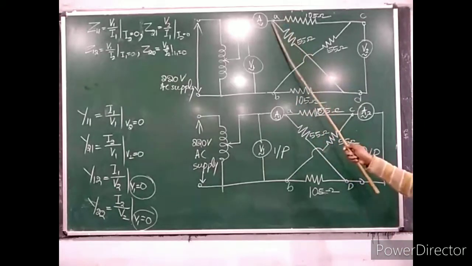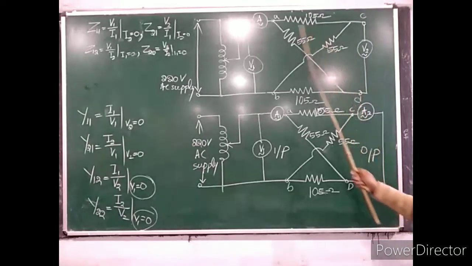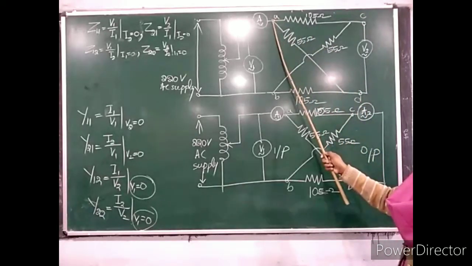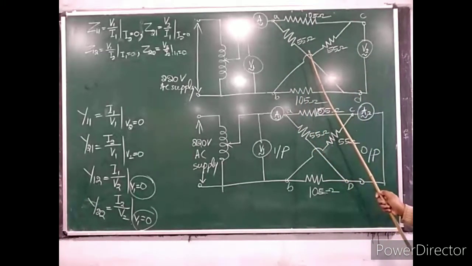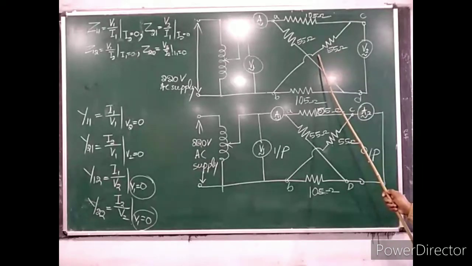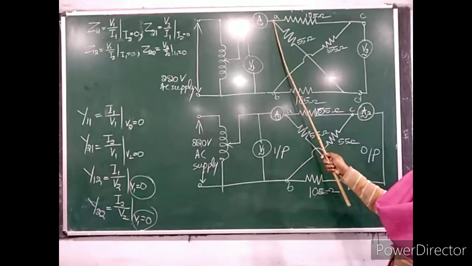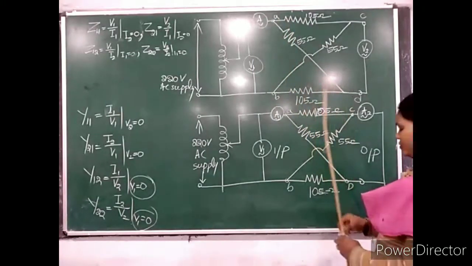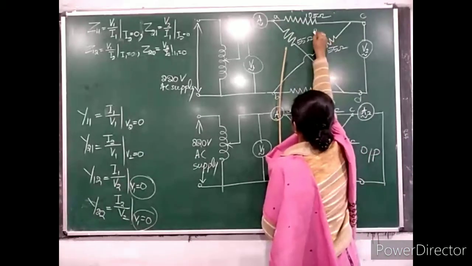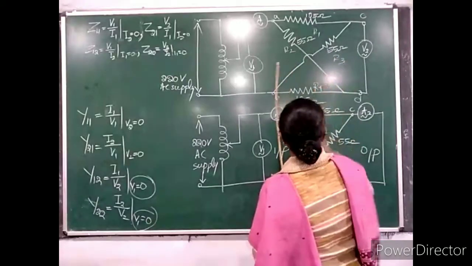And this AB terminal is the input port, CD terminal is the output port. Here at point A, after connecting this rheostat, you connect an ammeter in series with this point A. Suppose this first one is R1, this one is R2, R3, and this one is R4.